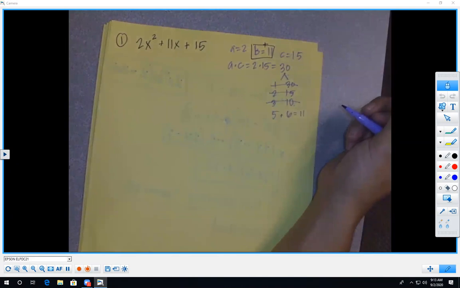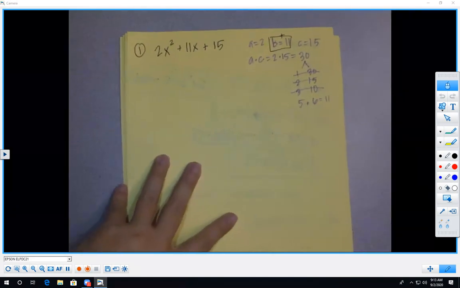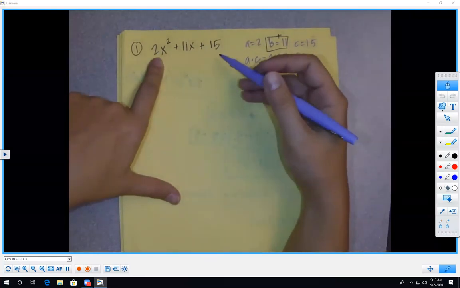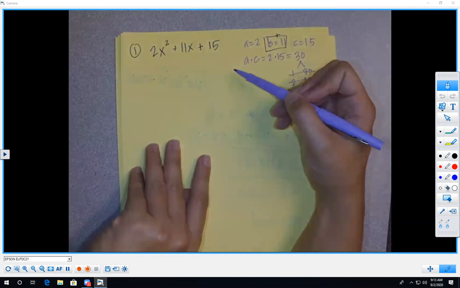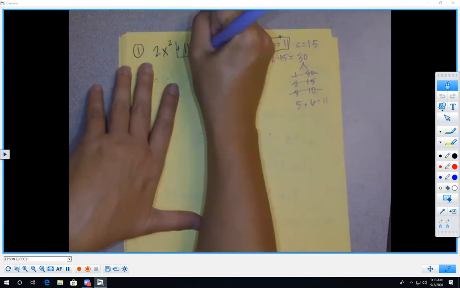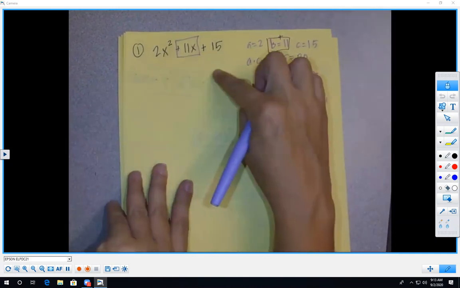What I'm doing here is I want to turn this into a grouping problem. What do I have to have for it to be a grouping problem? You have to have 4 different terms. How many terms do I have right here? 3. So what I want to do is take this 11x and rewrite it as 2 things added together so that then I have 4 terms.